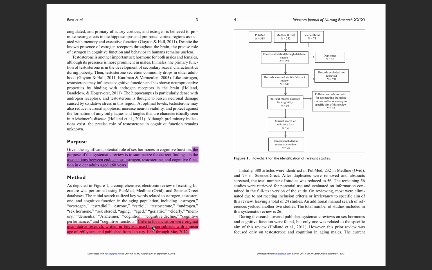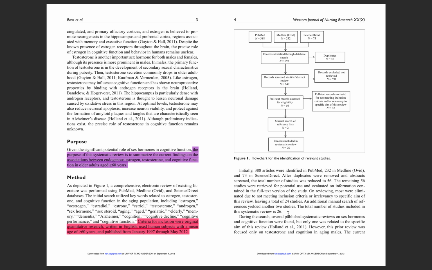The pink highlighted section here is the criteria for inclusion. Again, original quantitative research written in English, used human subjects, mean age of greater than or equal to 60 years old, and published January 1997 through May 2012.